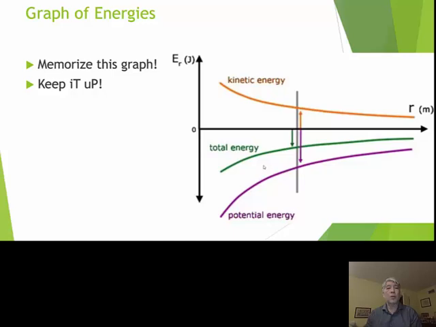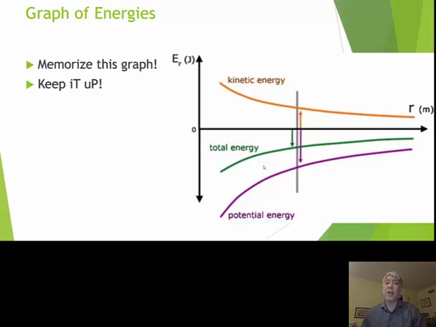The other thing I want you to memorize is this graph. This is a graph of the kinetic energy, the total energy, and the potential energy. The way to remember this is my mnemonic, which is K.T.P., keep it up. K for kinetic energy, T for total energy, and P for potential. The kinetic and total energy are pretty much going to be reflections over the x-axis. From an absolute value standpoint, they're exactly identical. The potential energy is going to be double the kinetic or double the total energy.